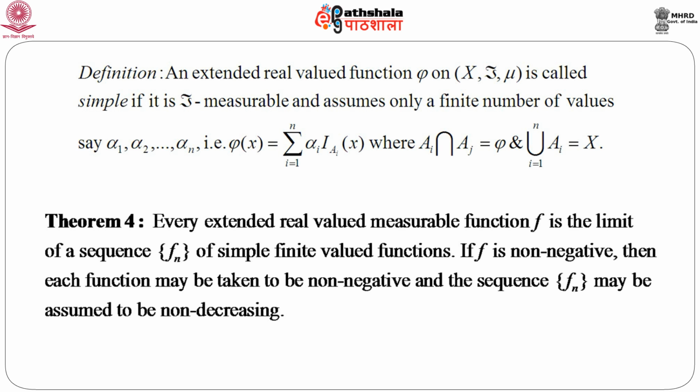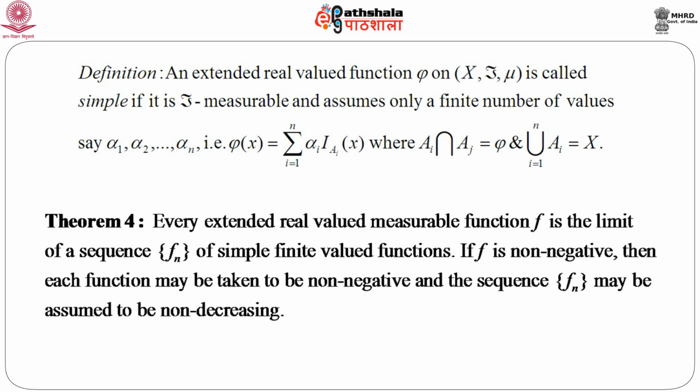Now, this is a very important theorem, although very simple. The proof is immediate from the construction. I will discuss the proof in detail. The first thing is that every extended real valued measurable function f can be considered as a limit of a sequence f_n of simple finite valued functions. This is pretty interesting, because whenever you think of any measurable function, we can think of a sequence of simple finite valued functions whose limit is nothing but our original measurable function f. Moreover, if f is non-negative, then each function may be taken as non-negative and the sequence f_n may be assumed to be non-decreasing.